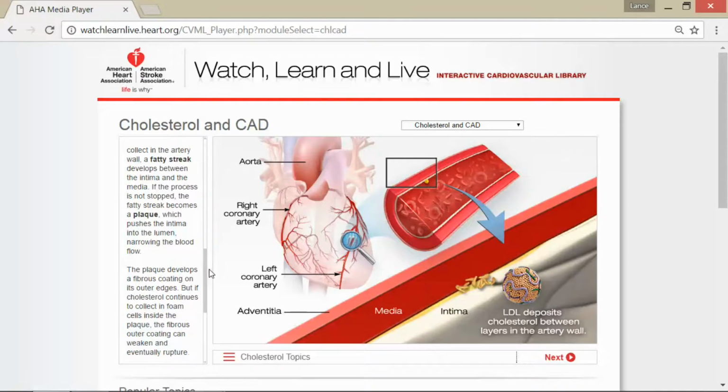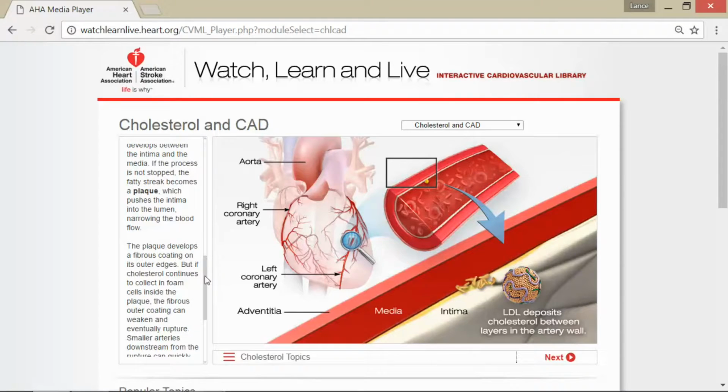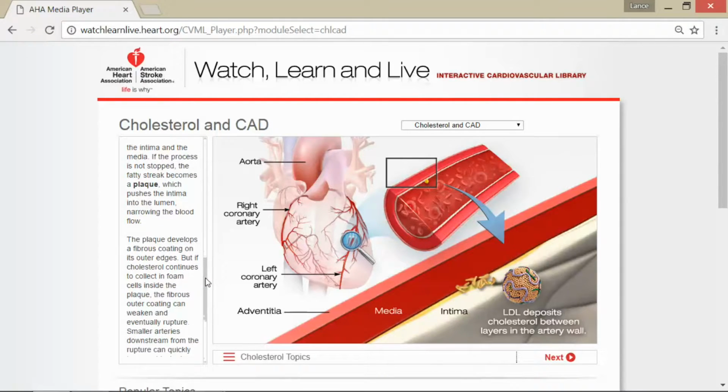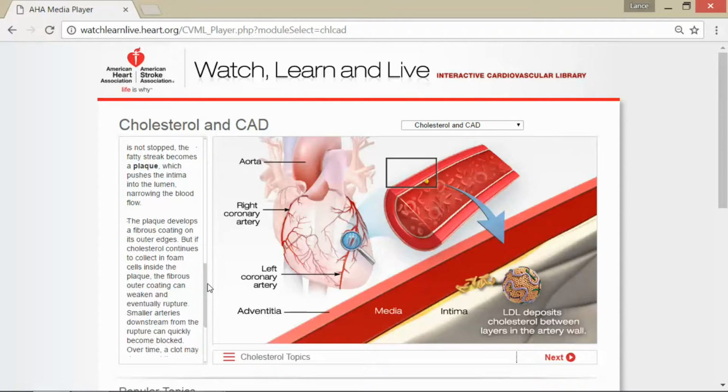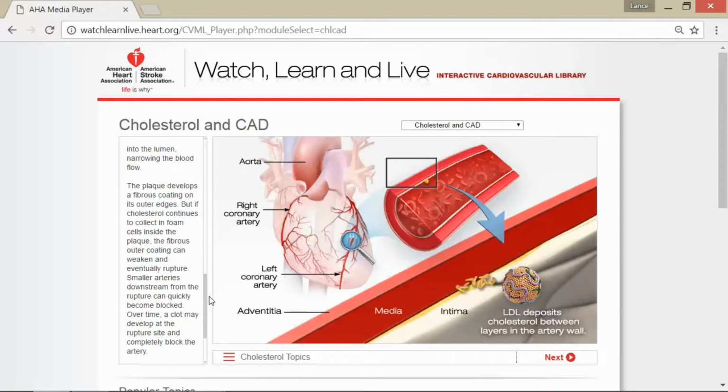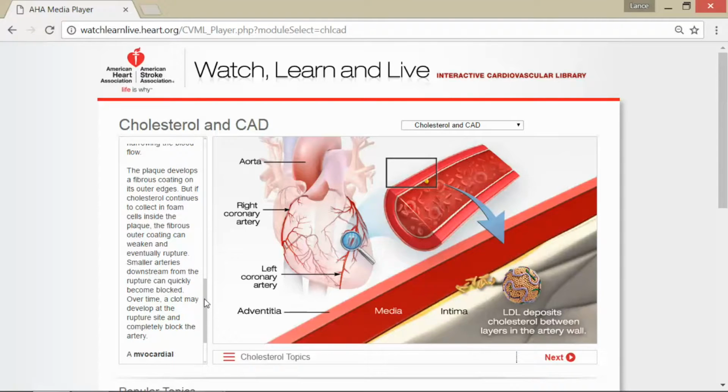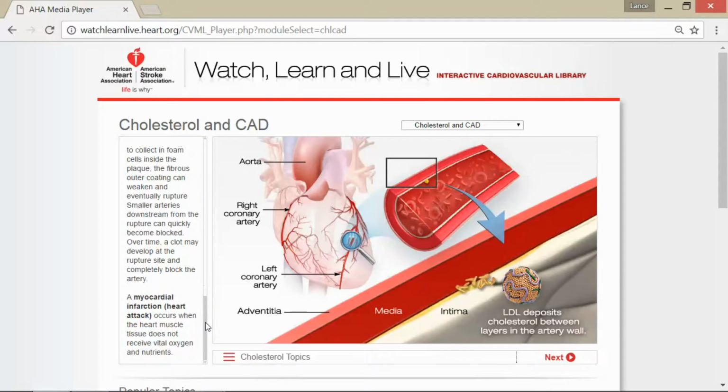The plaque develops a fibrous coating on its outer edges, but if the cholesterol continues to collect in foam cells inside the plaque, the fibrous outer coating can weaken and eventually rupture. Smaller arteries downstream from the rupture can quickly become blocked. Over time, a clog or a clot may develop at a rupture site and completely block the artery, which is no good either. A myocardial infarction, or heart attack, occurs when the heart muscle tissue does not receive vital oxygen and nutrients.